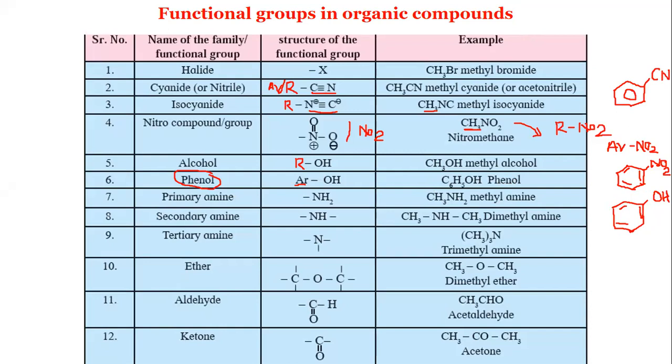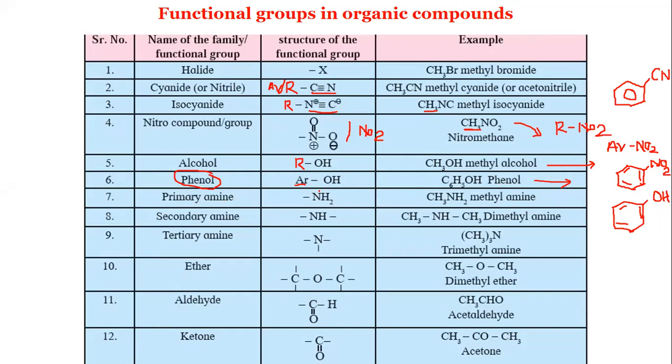But this is quite difficult to write down the examples of phenol. So one example is sufficient for phenol, but we can write 5 examples of alcohols. We can write 5 examples of alcohols, and in case of phenols, one example is sufficient.